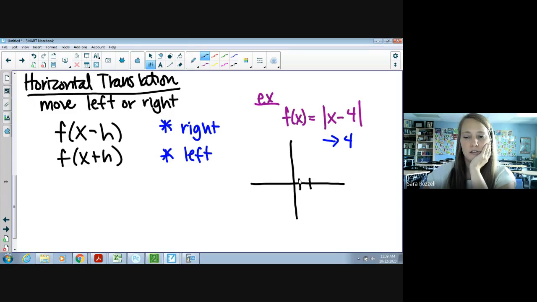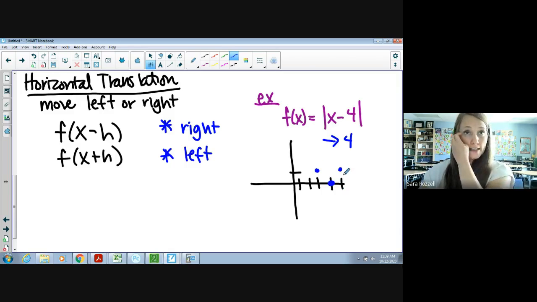So I go 1, 2, 3, 4. That's where my vertex is. What kind of shape am I going to draw since it's absolute value? We're going to draw a V shape, right, for absolute value. If I had done a square, that's when we do the U, but this is an absolute value. So same thing that we did before to get our second set of points, up 1 over 1, up 1 over 1 the other way from the vertex.